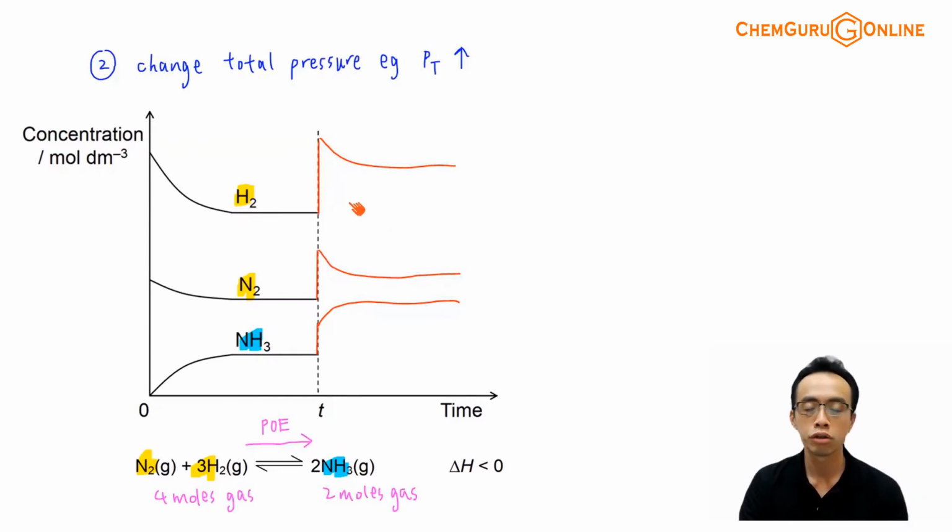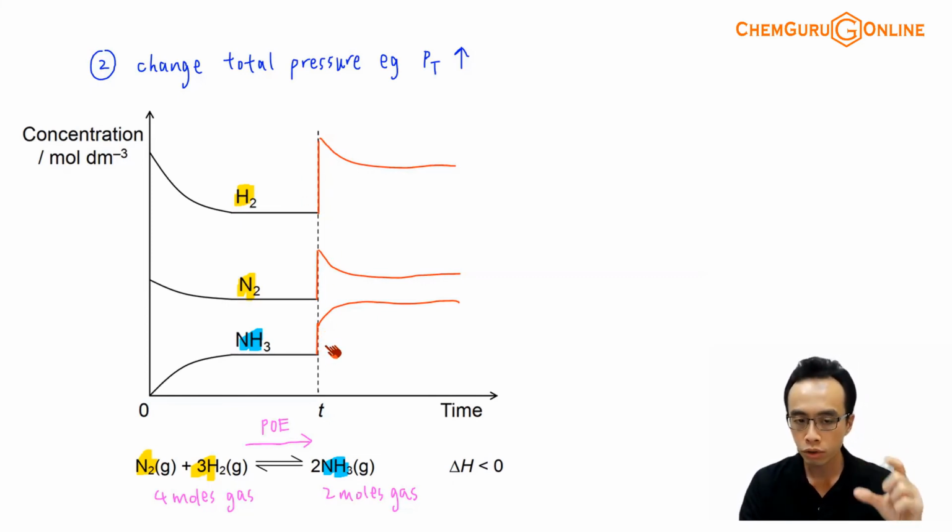Now involving the second change, what happens when there's a change in the total pressure? When there's a change in the total pressure by changing the volume of the container, the concentration for the reactants and the product, everybody will be affected very quickly. So we will expect a very sharp change in the concentration for all the species. All the species concentration will increase when you're increasing the pressure. All the concentration will decrease when you are decreasing the pressure.